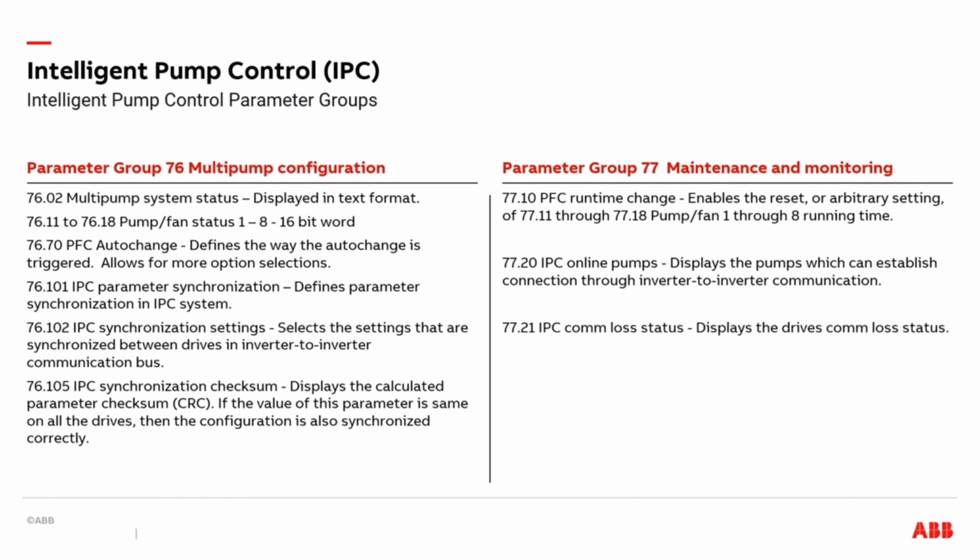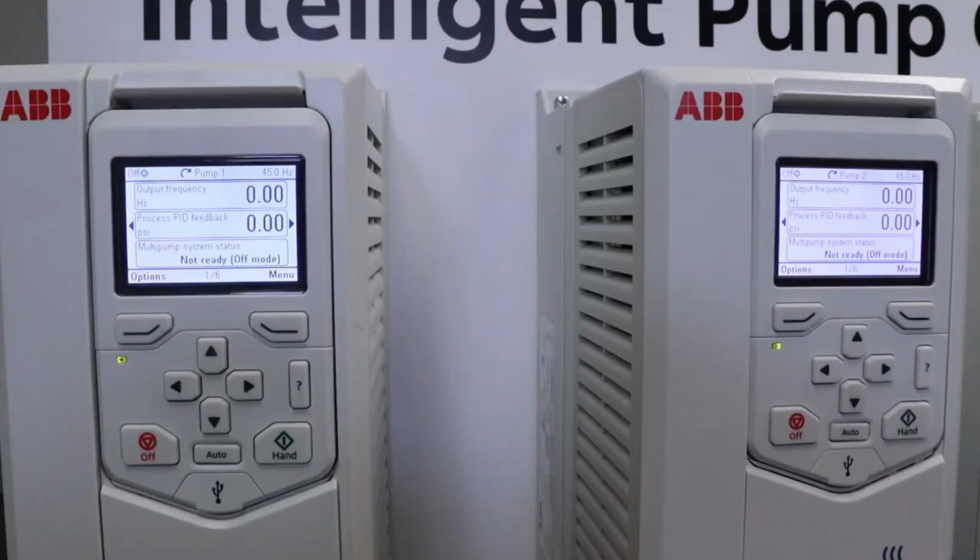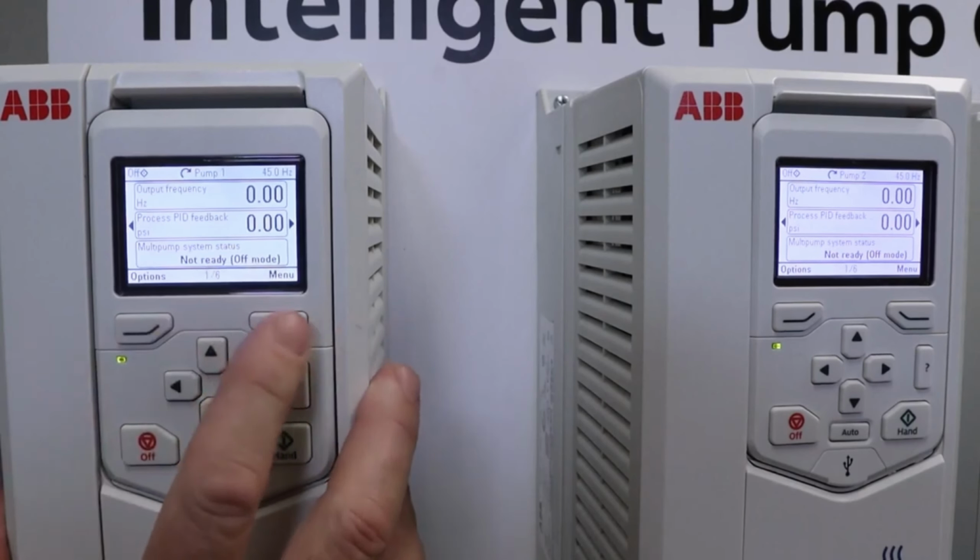7721 IPC COM loss status displays the drive's COM loss status. Both these parameters allow you to look at what's happening with the inverter-to-inverter communication. Let's take a look at the parameters. We're going to do a quick look at the parameter group that has to do with the intelligent pump control.